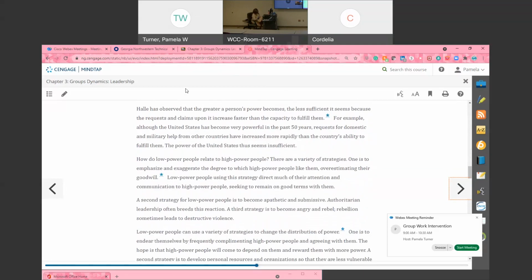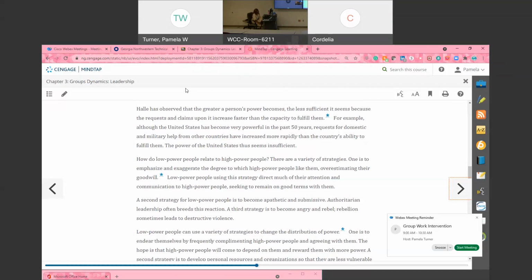Low-power people, how do low-power people relate to high-power people? A couple of strategies. One is to emphasize and exaggerate the degree to which the high-power people like them, estimating their goodwill. So the low-power people can sometimes say, "Oh, look, I think you're great. I'm giving you the honor that I think you deserve. I'm trying to get a relationship with you." Maybe true, maybe not true.